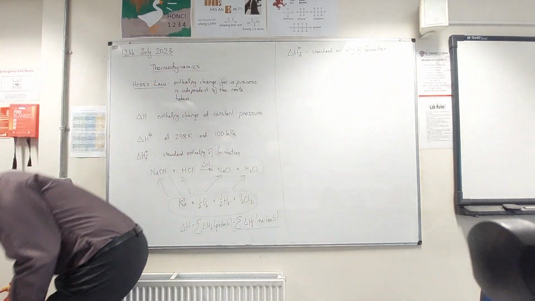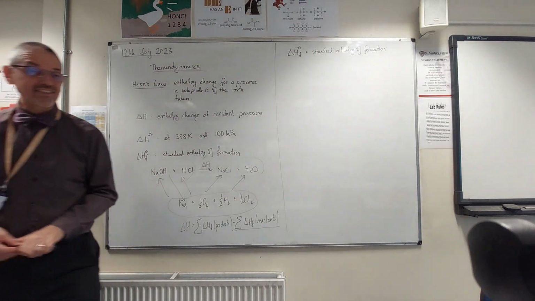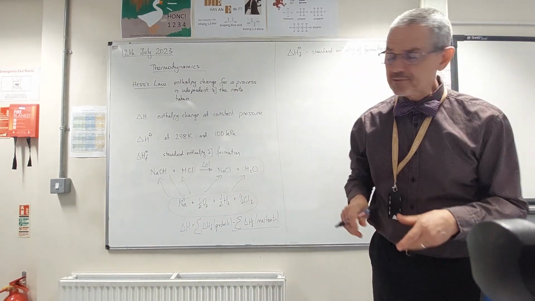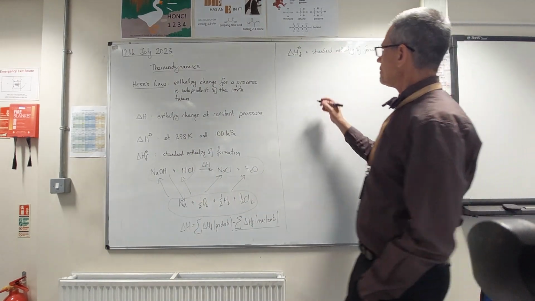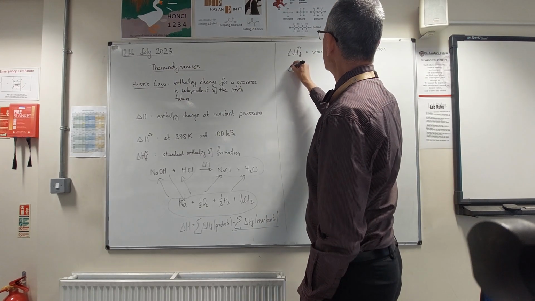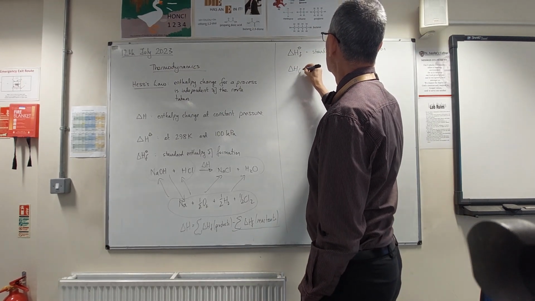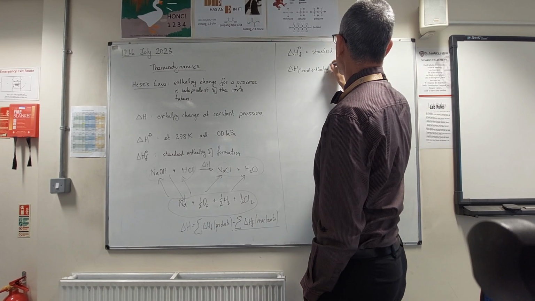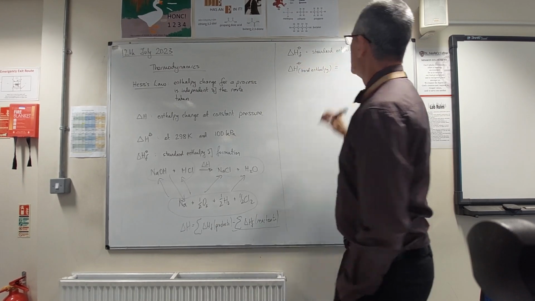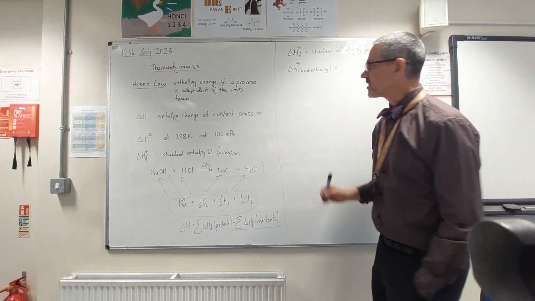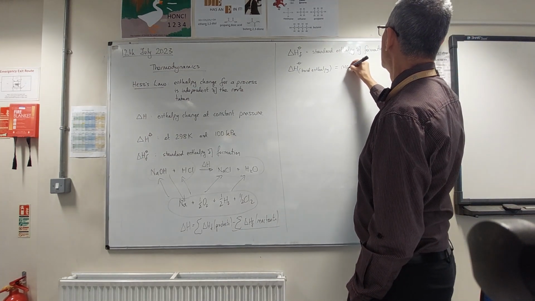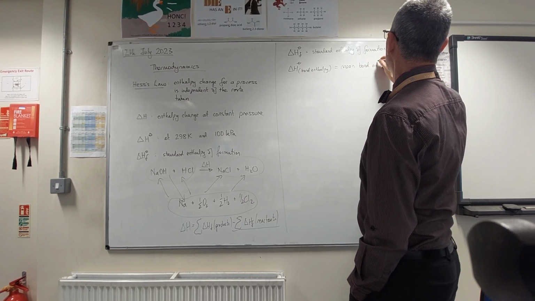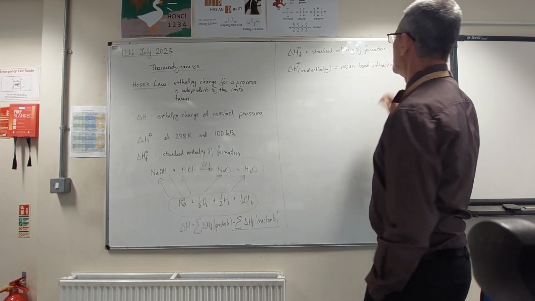What we're going to do now is take that and some more special delta H's. We did introduce the mean bond enthalpy, didn't we? Mean bond enthalpy is the mean bond enthalpy.